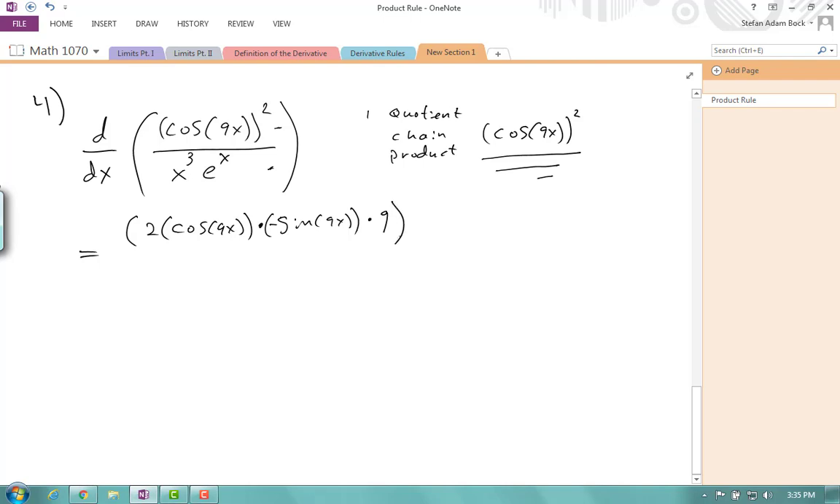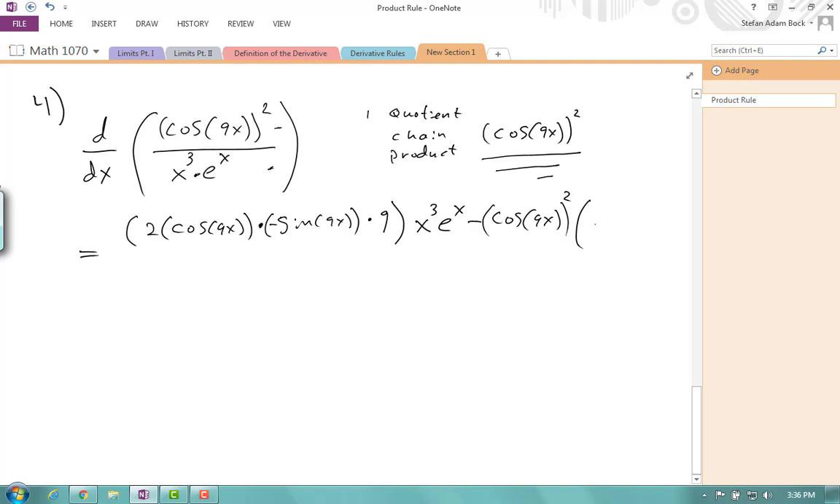That's the derivative of the top. And we need to multiply that by the bottom. Minus the top times the derivative of the bottom. Now the bottom here, there's a product. So I'm going to need to do the product rule on that.